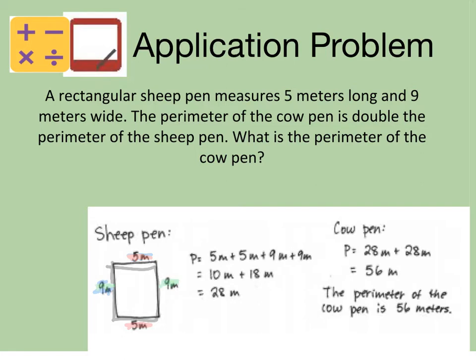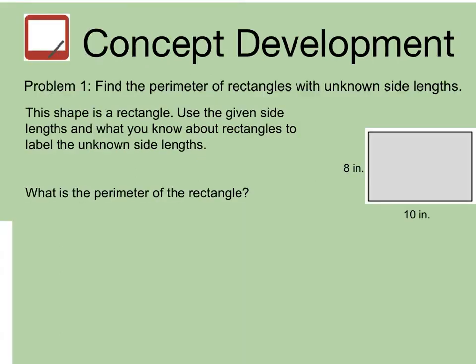And then I came over here and I added up all my side lengths to give me my perimeter of 28. And so then to figure out my cow pen, I'm just going to double 28, or add 28 plus 28, which gives me 56. So the perimeter of my cow pen is 56 meters.